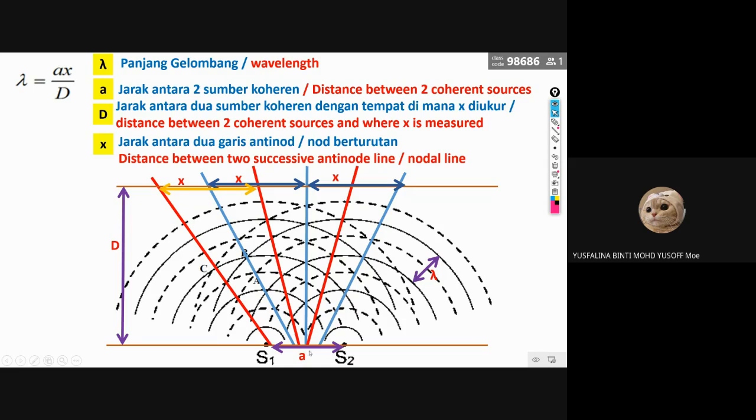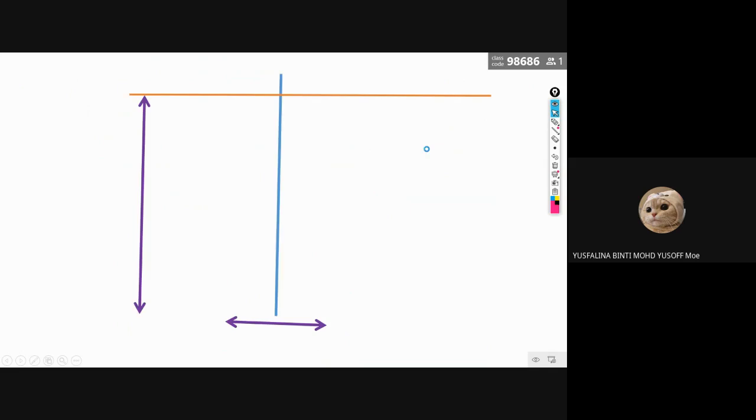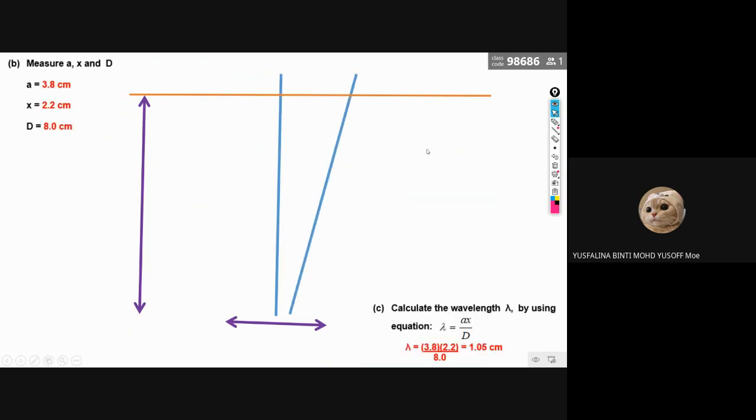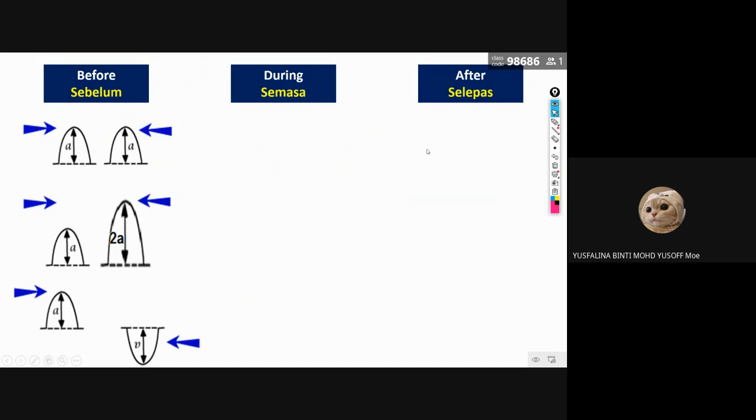a is the distance of two sources. D is actually the distance between the sources and where you measure the x. Let's say you measure the x here. So D is from the source until where you want to measure the x. And x is from constructive to constructive or destructive to destructive. Antinode is the constructive, node is the destructive. Later we will answer the calculation question.